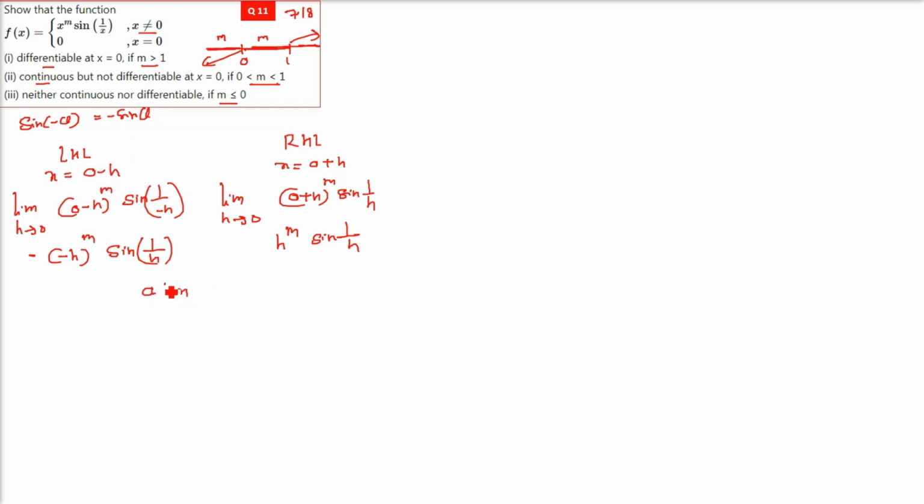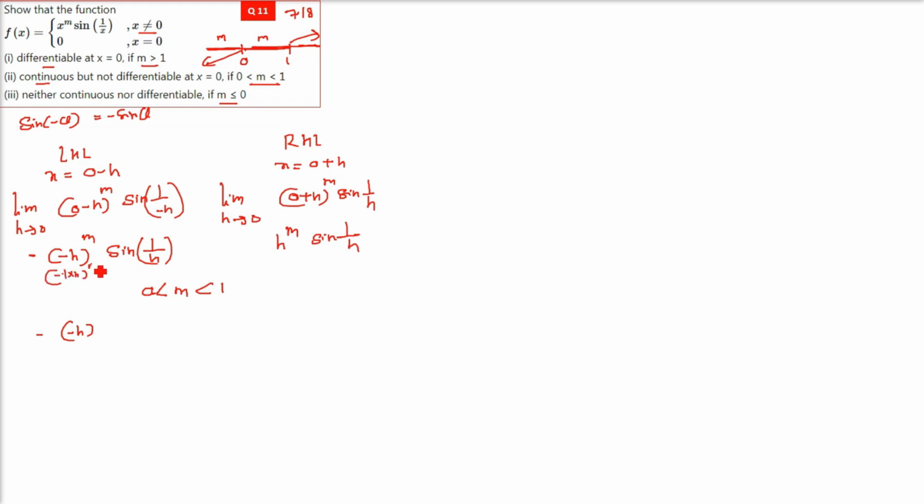So this is m between 0 and 1. We can make this function, or the value which we have found, easier. I'll just tell you how, because when the LHL and RHL are almost equal, we don't have to do 2 steps, checking LHL and RHL separately. We can just do it for both of them. I'll just tell you how to do this. Minus h to the power m. See, minus h can be written as minus 1 into h.